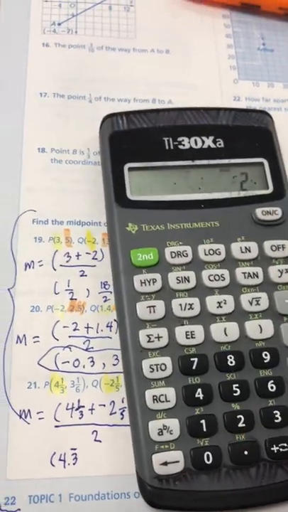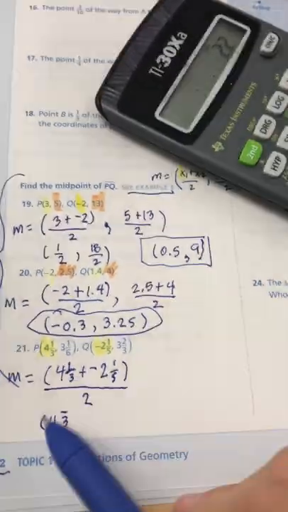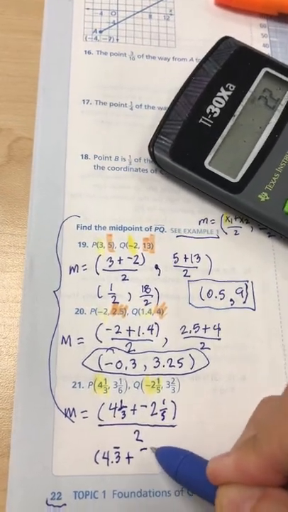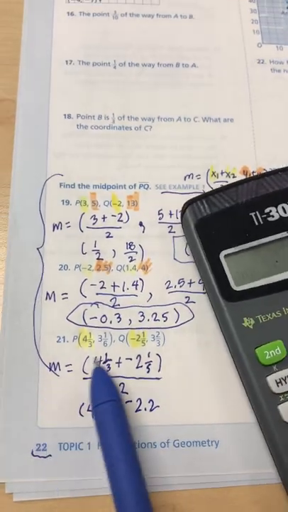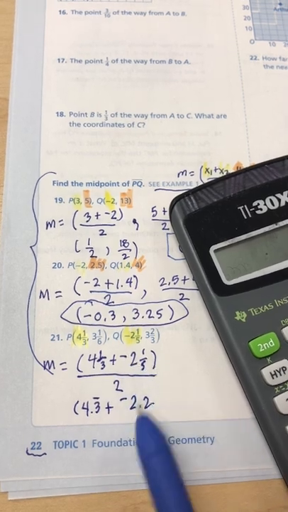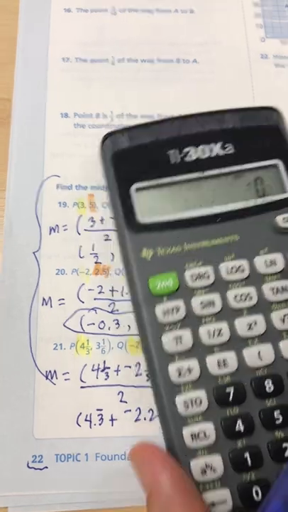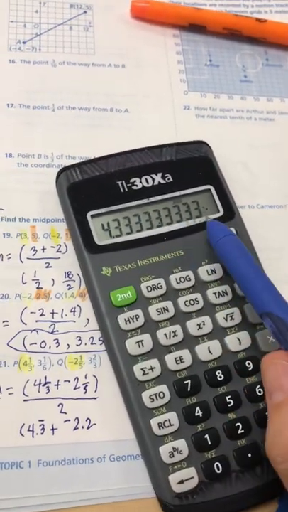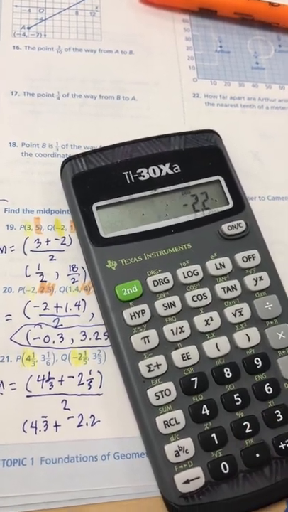So 2 plus 1/5 is 2.2. Okay, so I'm going to do 4.3 repeating plus a -2.2. Okay, so let's just recap. 4 1/3 is the same as this decimal. 2 1/5 is that. So let's start over again. Okay, so we have 4 1/3, and then plus a -2.2.